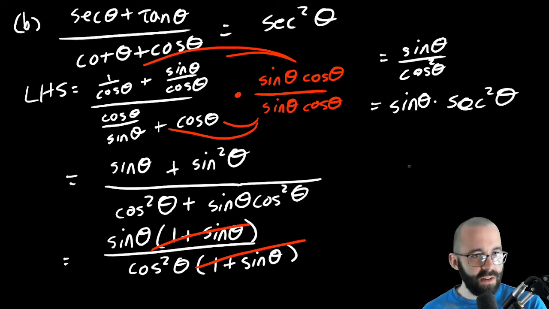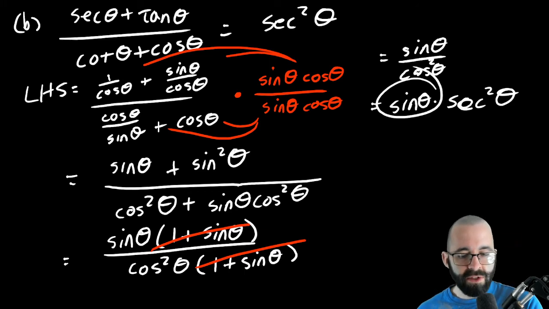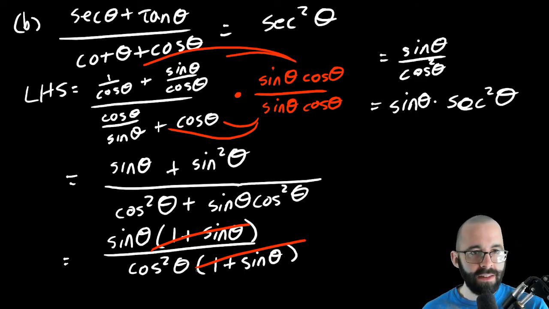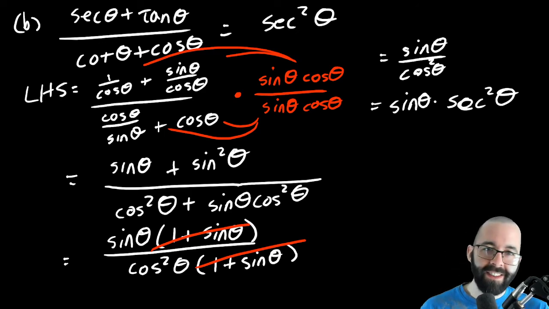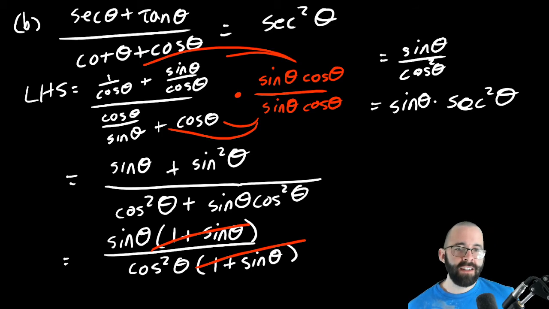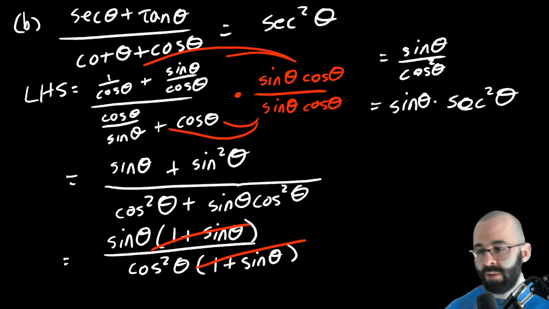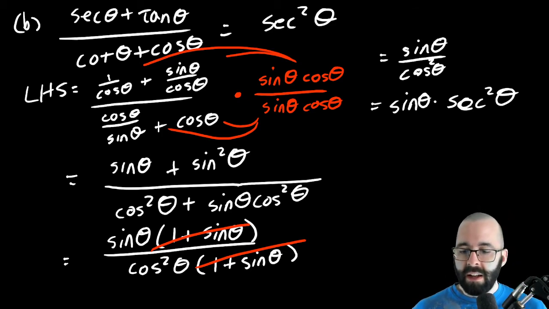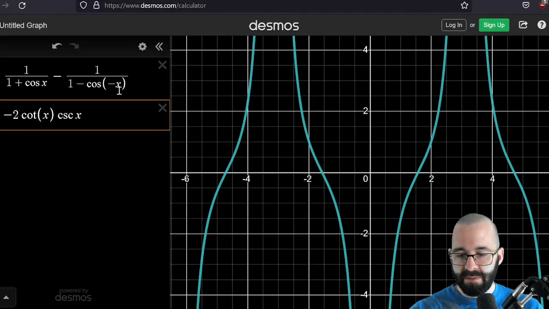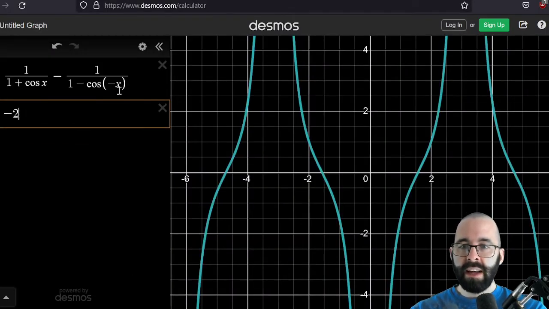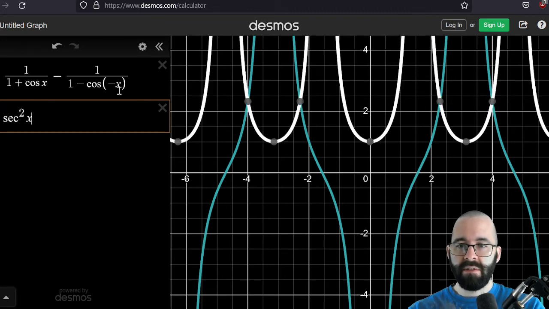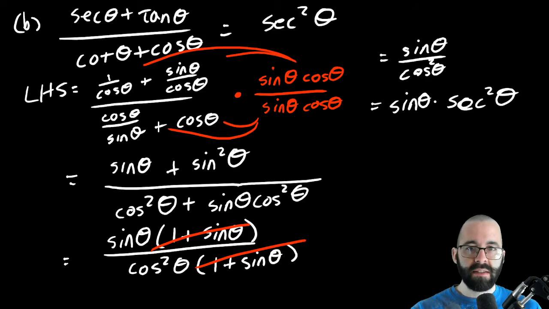Did we mess up? Did we have an extra sine that should have canceled? Or did we disprove the identity? Depends on whether I made a mistake or not. So this is a good idea, checking your work with Desmos. All right, let's actually graph this and see if they're the same or whether they're a little different. So the right-hand side is just secant squared of theta, or secant squared of x.